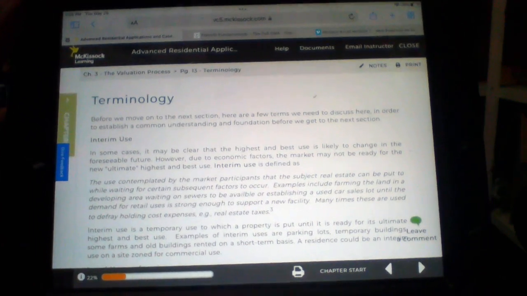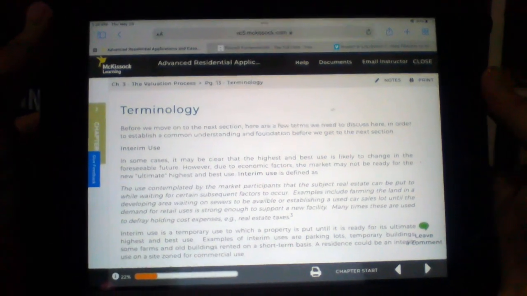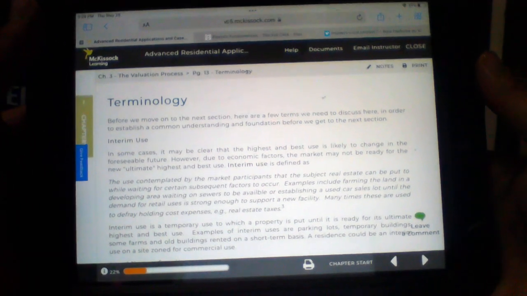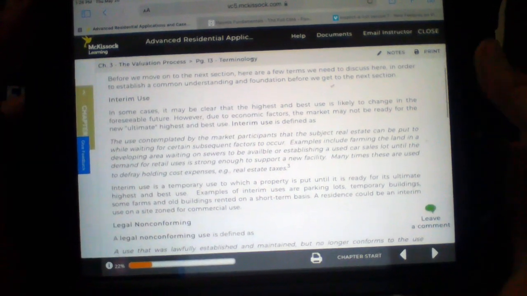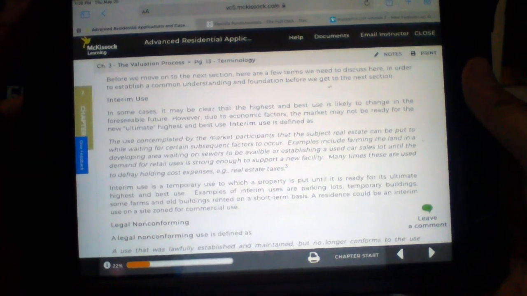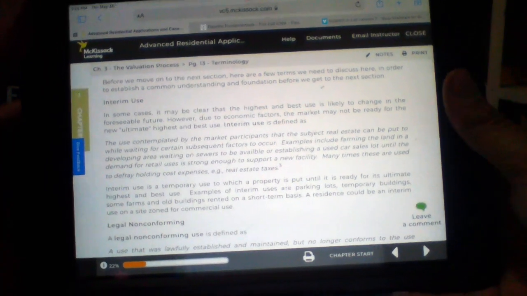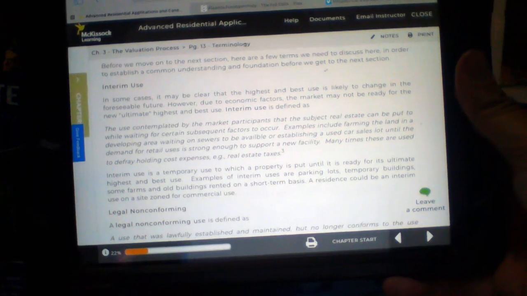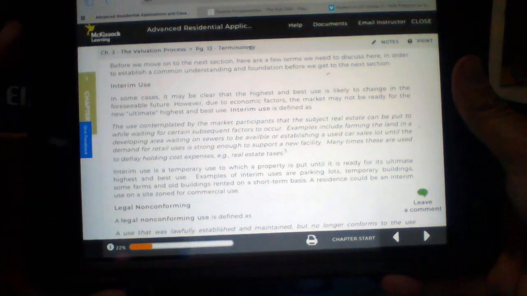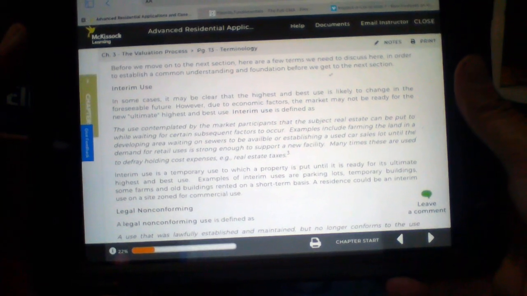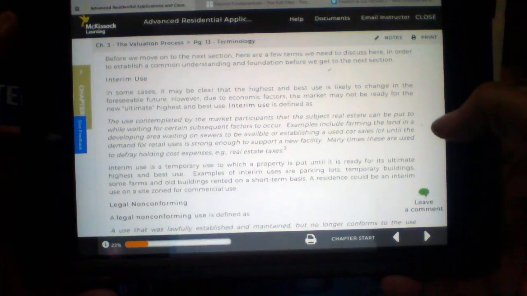Advanced Residential Applications and Case Studies. Chapter 3, The Valuation Process, page 13. Terminology. Before we move on to the next section, here are a few terms we need to discuss in order to establish a common understanding and foundation before we get to the next section.